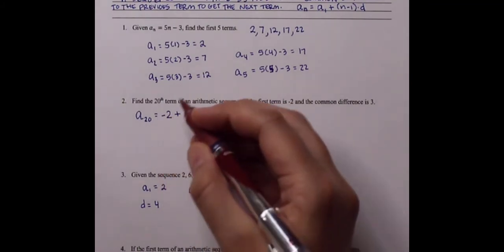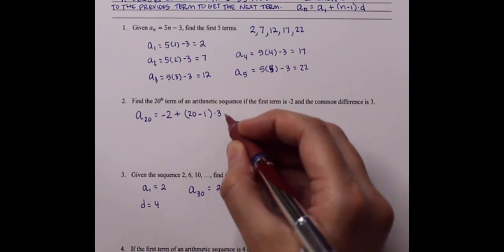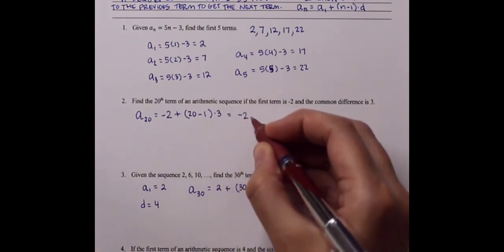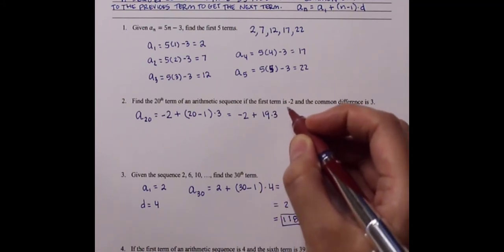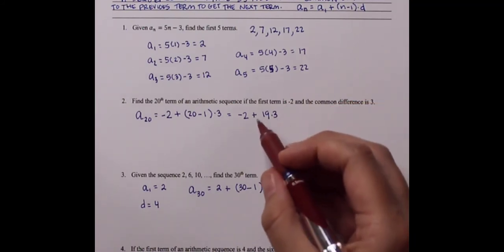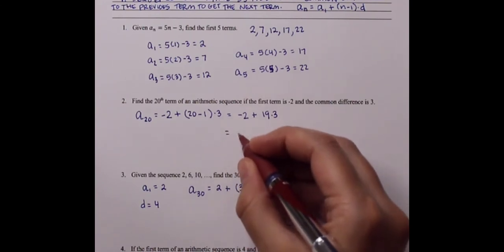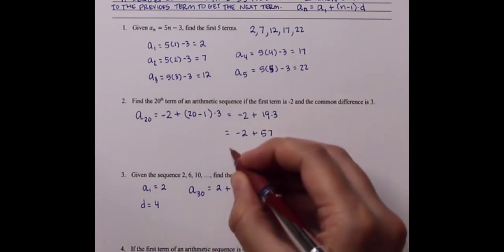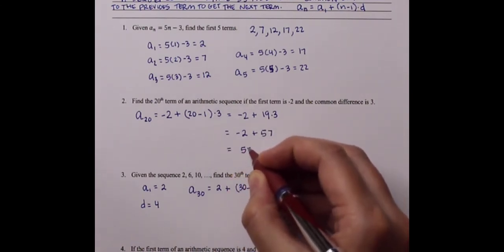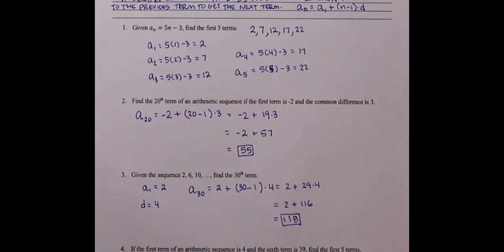So n, because we're looking for the 20th term, is 20. And so this becomes -2 plus 19 times 3. Okay, and so remember again, multiply first. So this is going to be -2 plus 57, and so we get 55. So the 20th term in this sequence is 55.